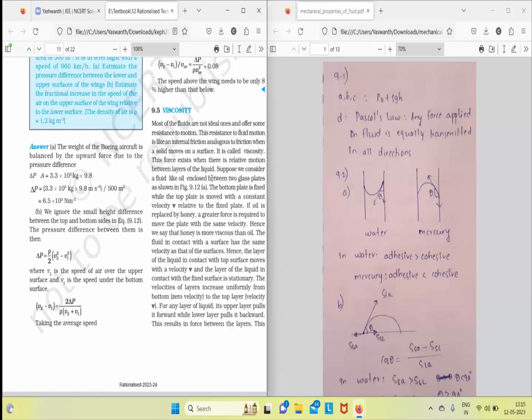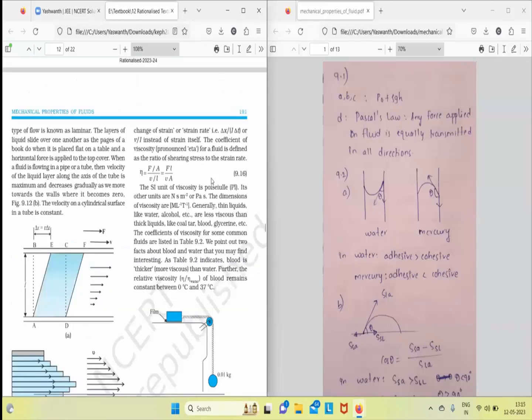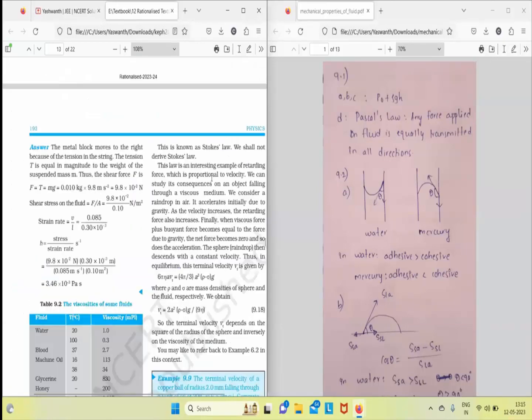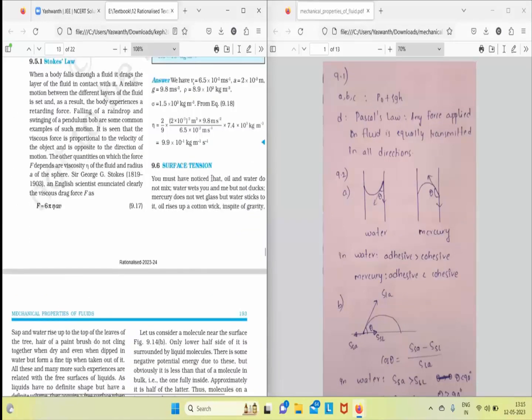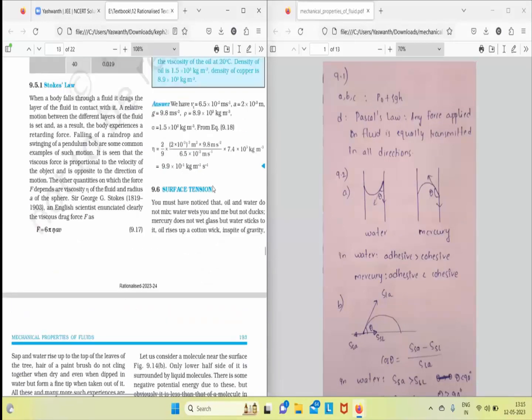In a liquid we have multiple layers. So viscosity is the force that tries to stop the relative motion between the layers of the liquid. And we have some formulas regarding that. Surface tension is another important property.